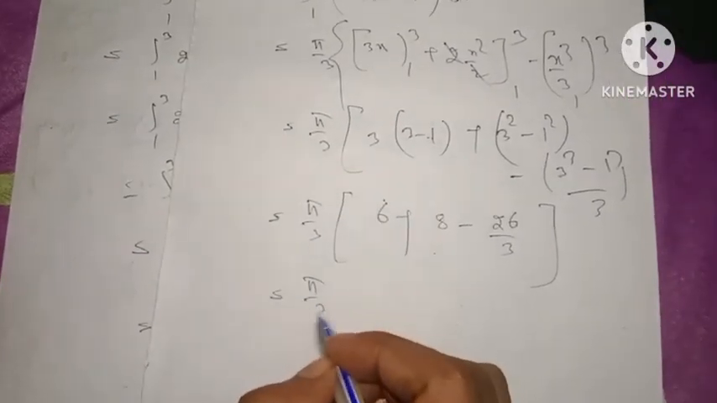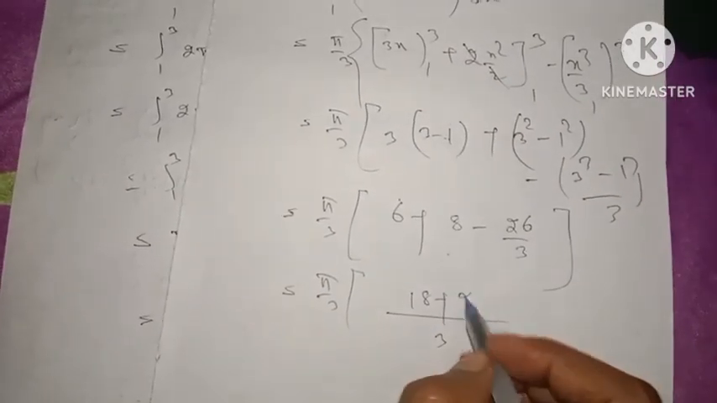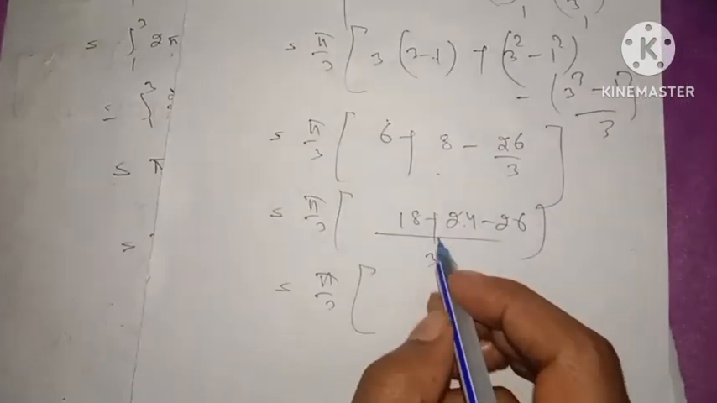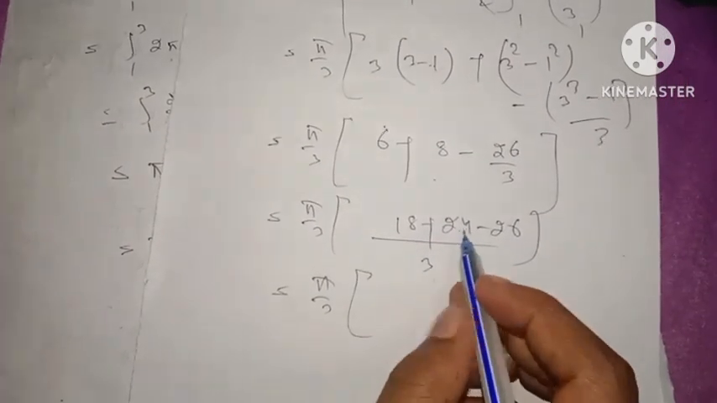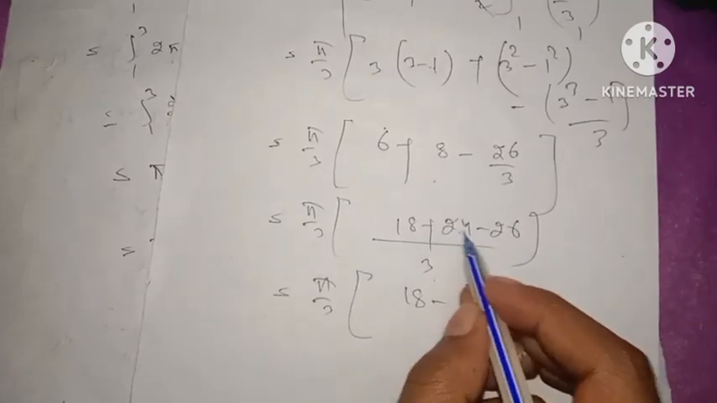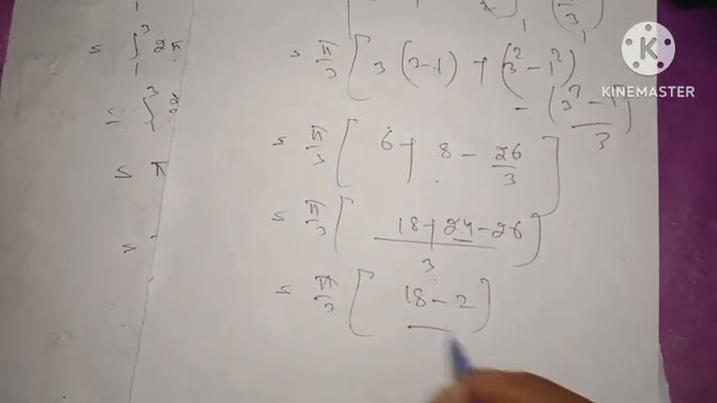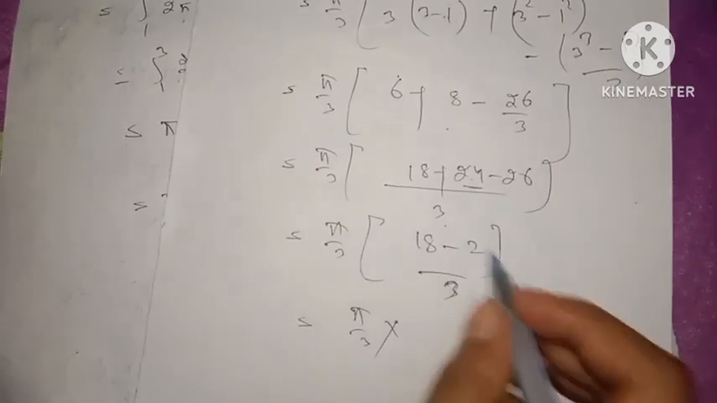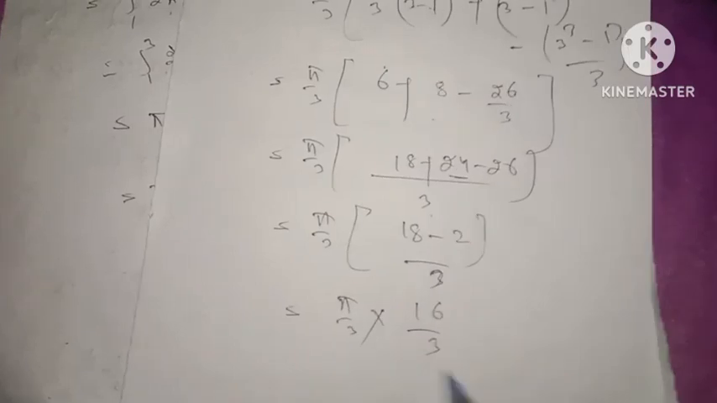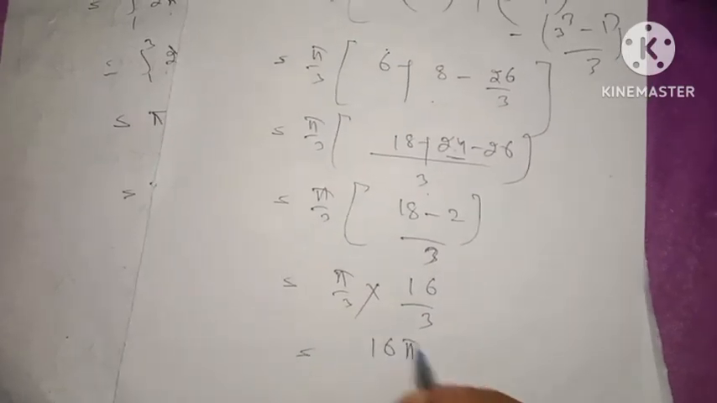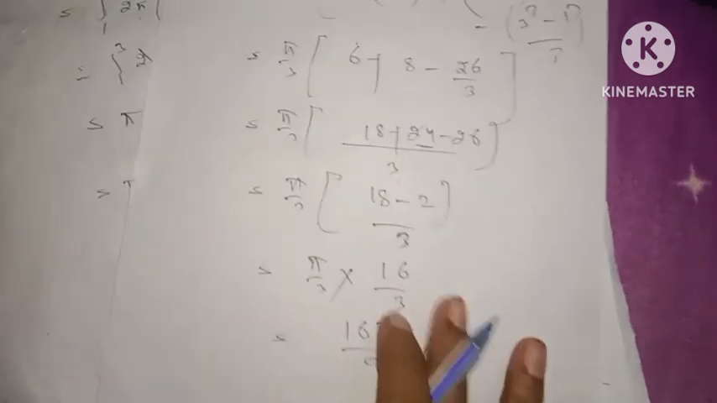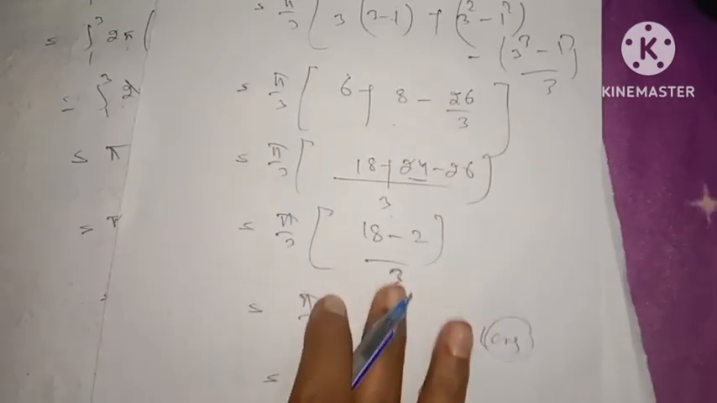So this is pi by 3. On LCM, it will be 3: 6 times 3 is 18, plus 24, minus 26. So pi by 3, this is 18 plus 24 minus 26 by 3. This is pi by 3 into 18 minus 2, equal to 16 by 3, and this is 16 pi by 9. This is the answer of the given question. This is a long question carrying 6 marks.